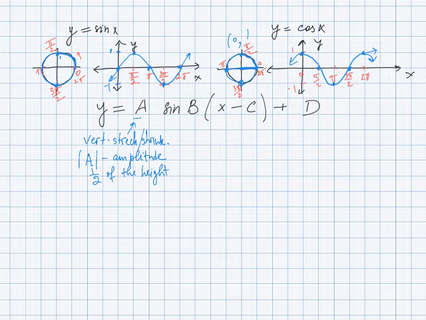Let's take care of D first, and then we will talk about the harder stuff in the middle. When we add a number to a function, this is the vertical shift. If it's positive, then up. If it's negative, then down. Okay? But we're not physically shifting a graph. We just know that D, or rather y equals D, is the equation of the midline, or it's also called the axis of oscillation.